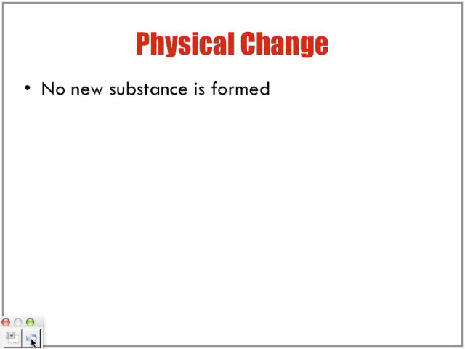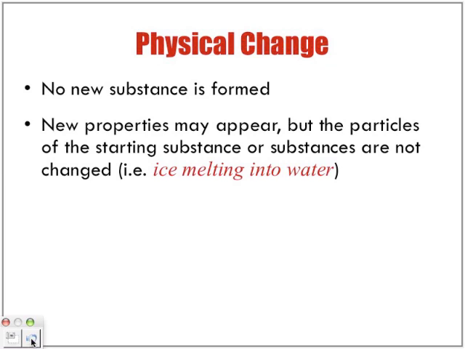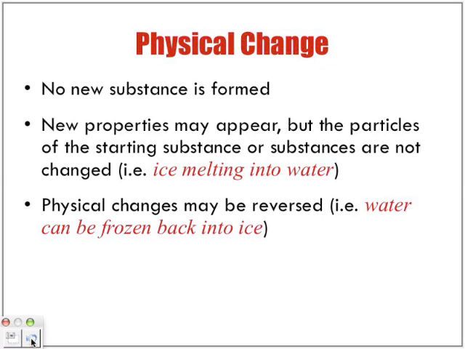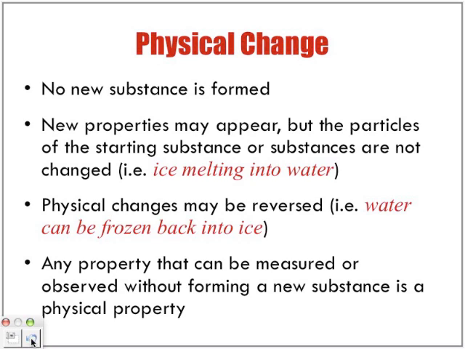Physical change. In a physical change, no new substance is formed. New properties may appear, but the particles of the starting substance or substances are not changed. Example, ice melting into water. They all have the same particles. Physical changes can be reversed. Example, water can be frozen back into ice. An important rule is any property that can be measured or observed without forming a new substance is a physical property.